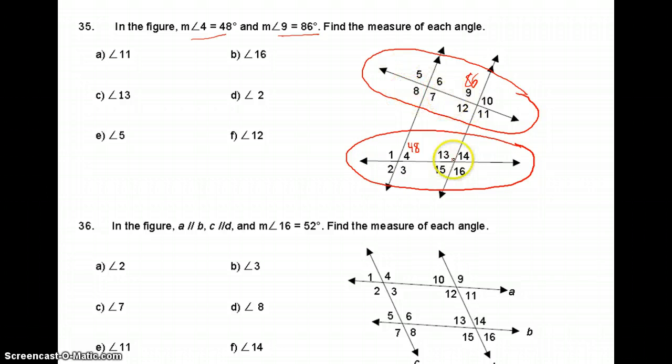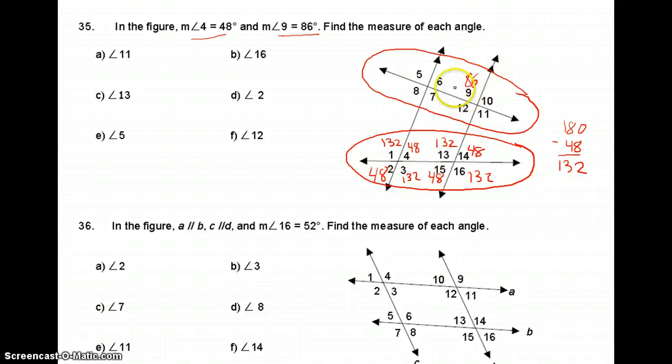These are all going to match up, and these will. So if I have 48 here, I can put it across here. I can move it up here because it's corresponding, and down here because it's vertical. If I do 180 minus 48, that gives me 132. So this will be 132, this will be 132, this will be 132, and this will be 132.